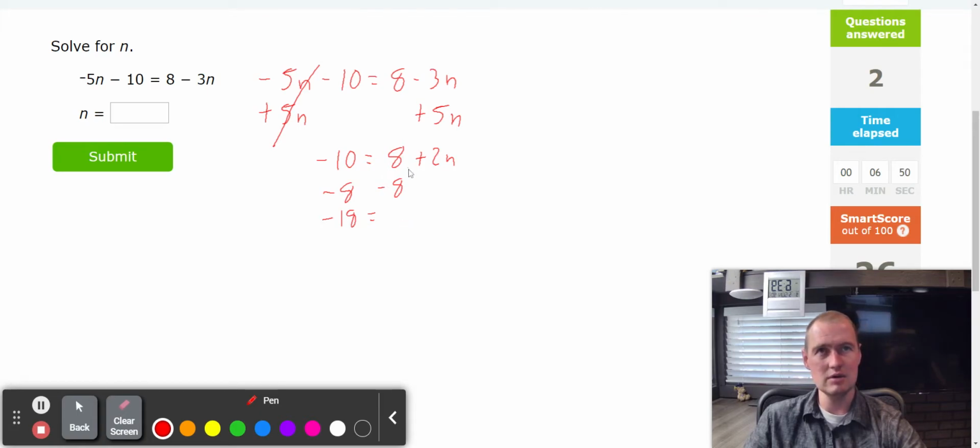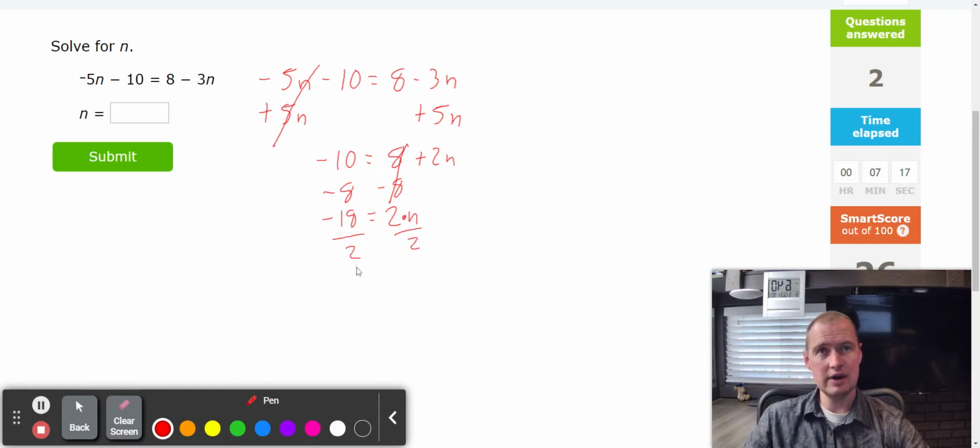So negative 18 equals... the 8's cancel out because positive 8 minus 18 leaves us with 2n. Now we're back at a one-step equation. If you're finding this difficult, maybe you want to go back and review one-step equations and two-step equations earlier in the tutorial videos. All right, so we got the last step.